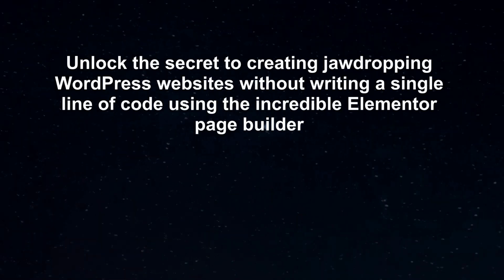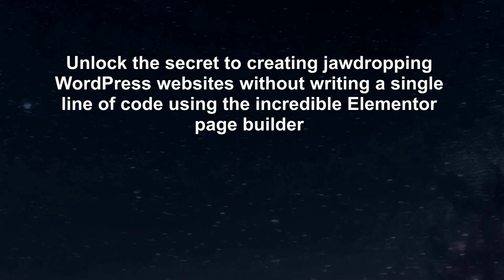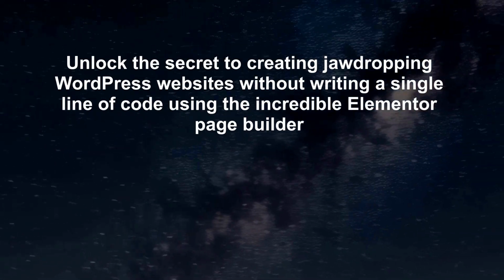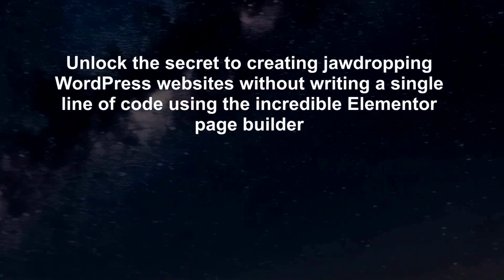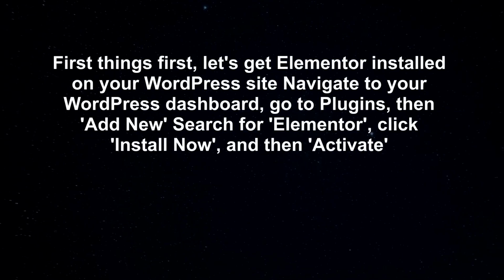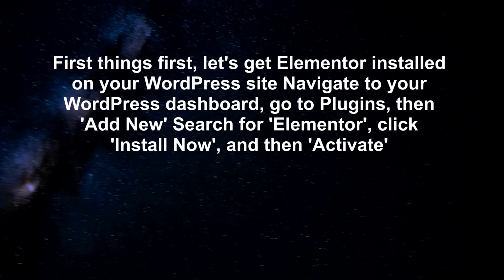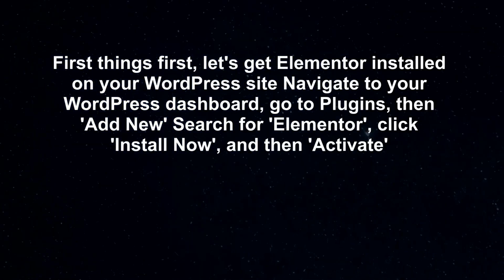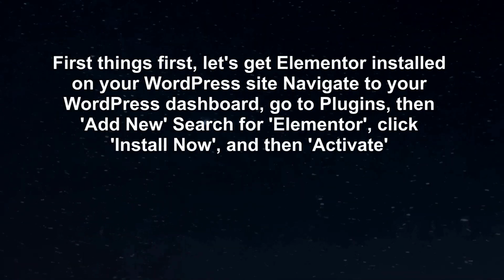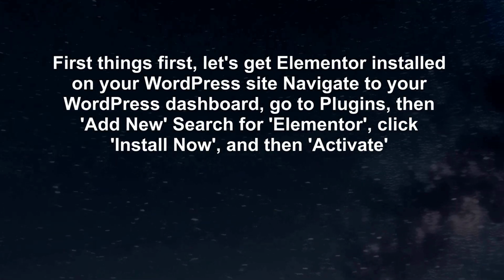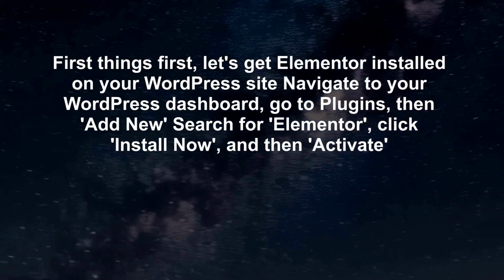Unlock the secret to creating jaw-dropping WordPress websites without writing a single line of code using the incredible Elementor page builder. First things first, let's get Elementor installed on your WordPress site. Navigate to your WordPress dashboard, go to Plugins, then Add New, search for Elementor, click Install Now, and then Activate.